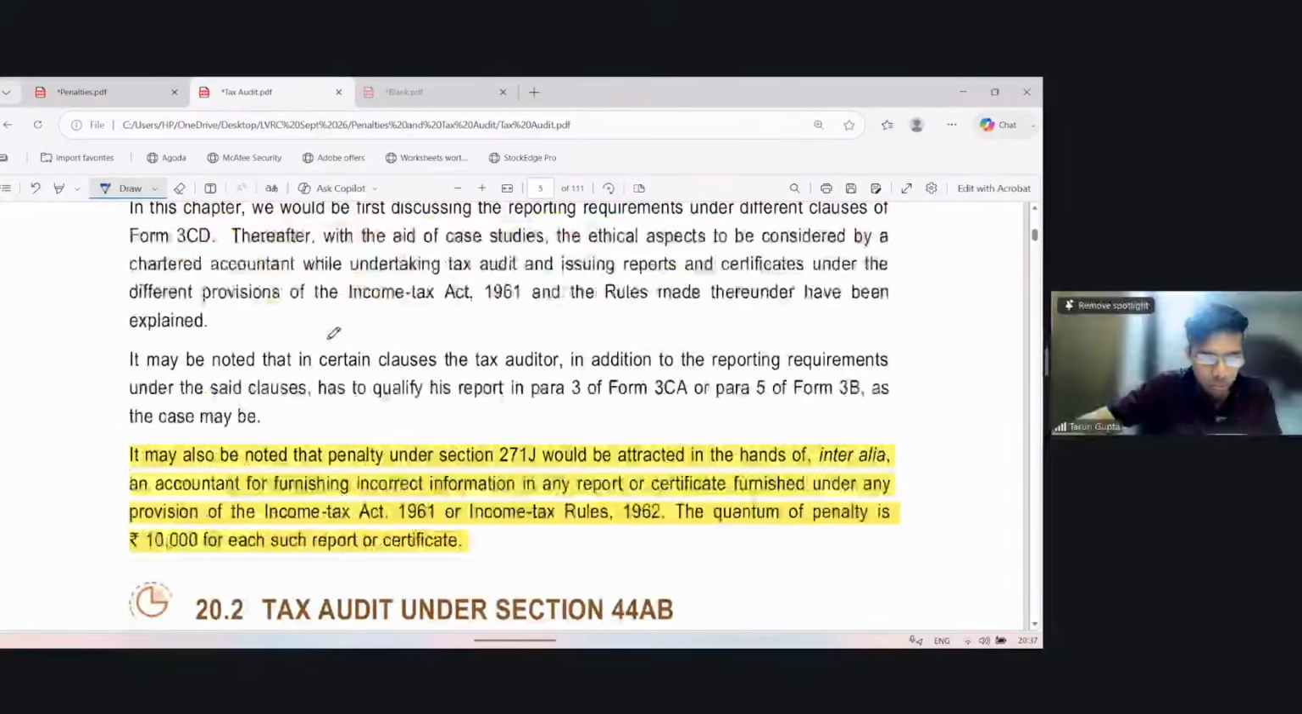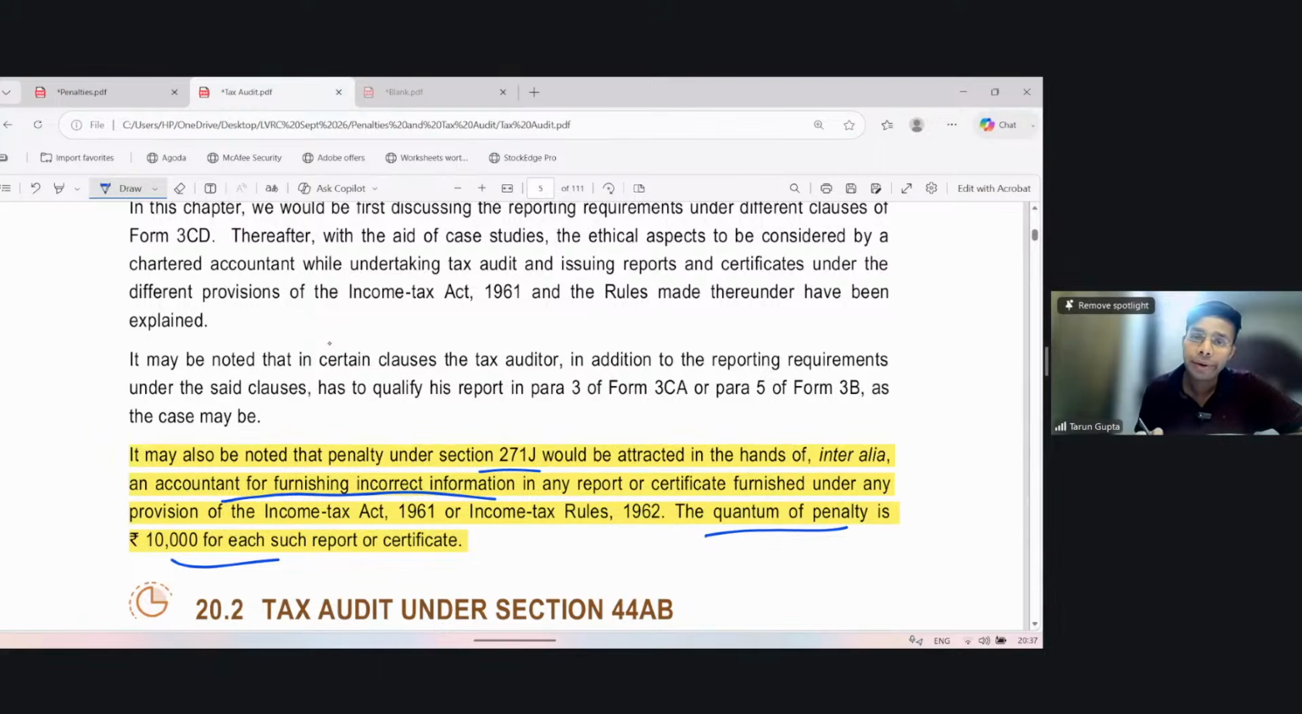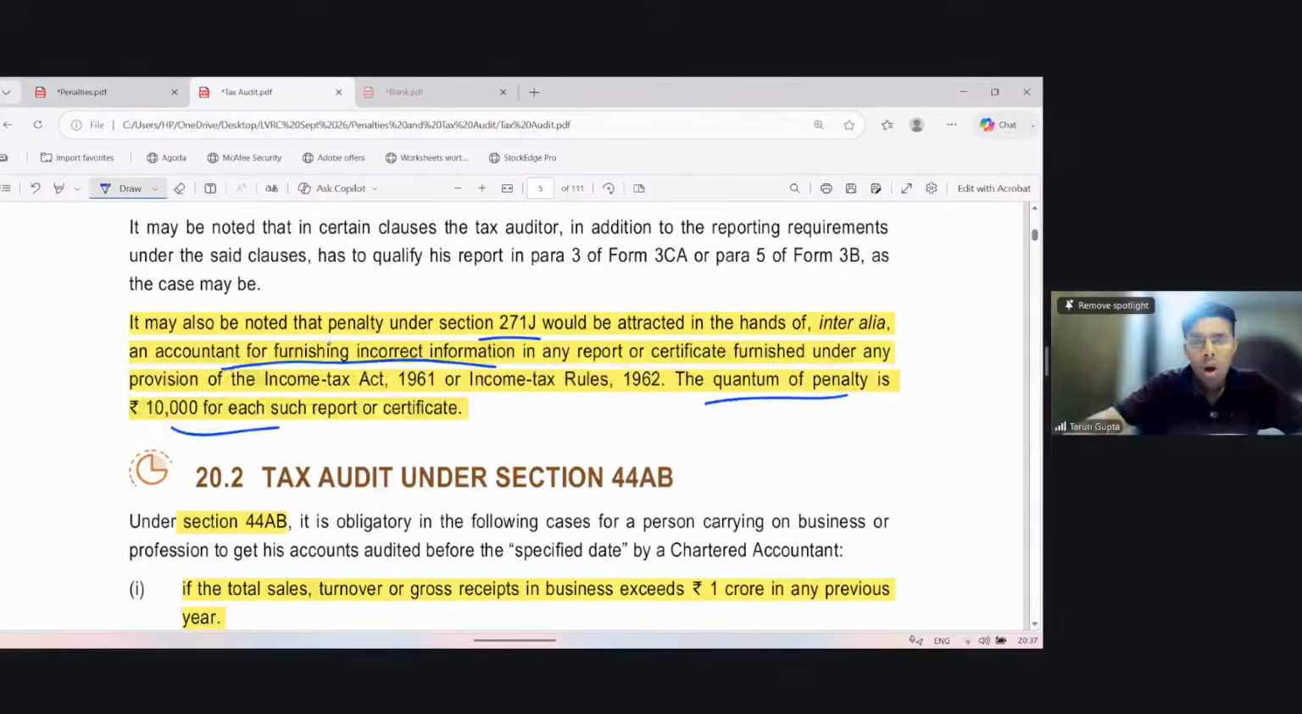Now, as we have also studied in the first part, there is a provision, section 271J, which says there is a penalty of 10,000 if there is any incorrect information in the report furnished by an accountant. If an accountant furnishes incorrect information in any report furnished under the provisions of this Act, then the accountant shall be liable for a penalty of 10,000 for each such report or certificate. More than the monetary amount, it is about the goodwill.